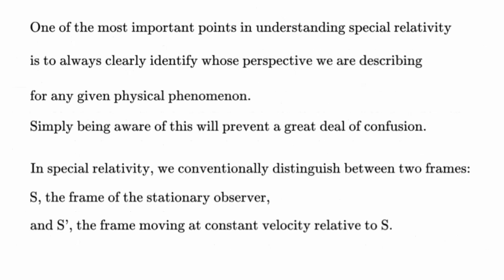One of the most important points in understanding special relativity is to always clearly identify whose perspective we are describing for any given physical phenomenon. Simply being aware of this will prevent a great deal of confusion. In special relativity, we conventionally distinguish between two frames: S, the frame of the stationary observer, and S prime, the frame moving at constant velocity relative to S.